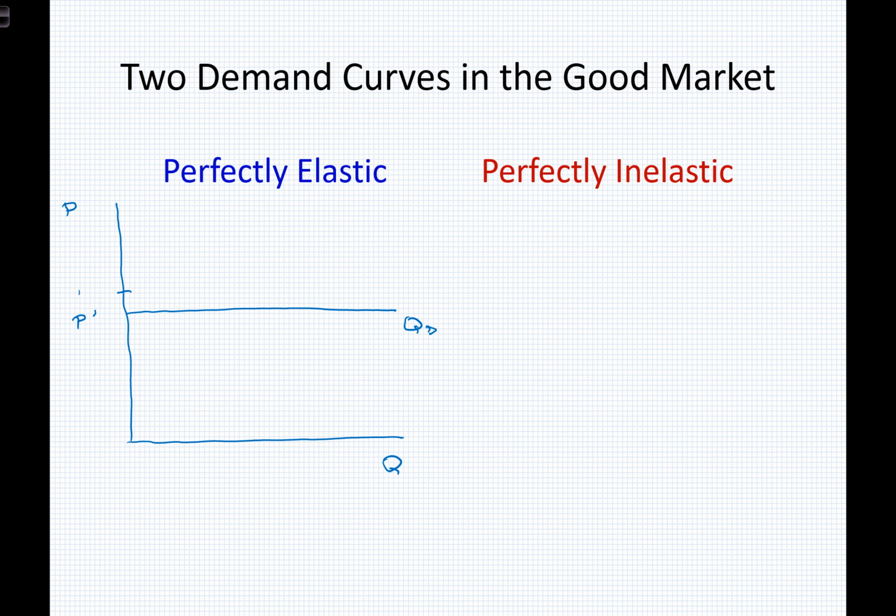So any price above P prime, there's no quantity demanded. Now, the way that this graphic is laid out, that would also suggest that anything below P prime, nothing is demanded, but that may not be realistic. Let's think about a good that is probably perfectly elastic, which probably means that it's perfectly substitutable, which means that it's probably just some kind of commodity.